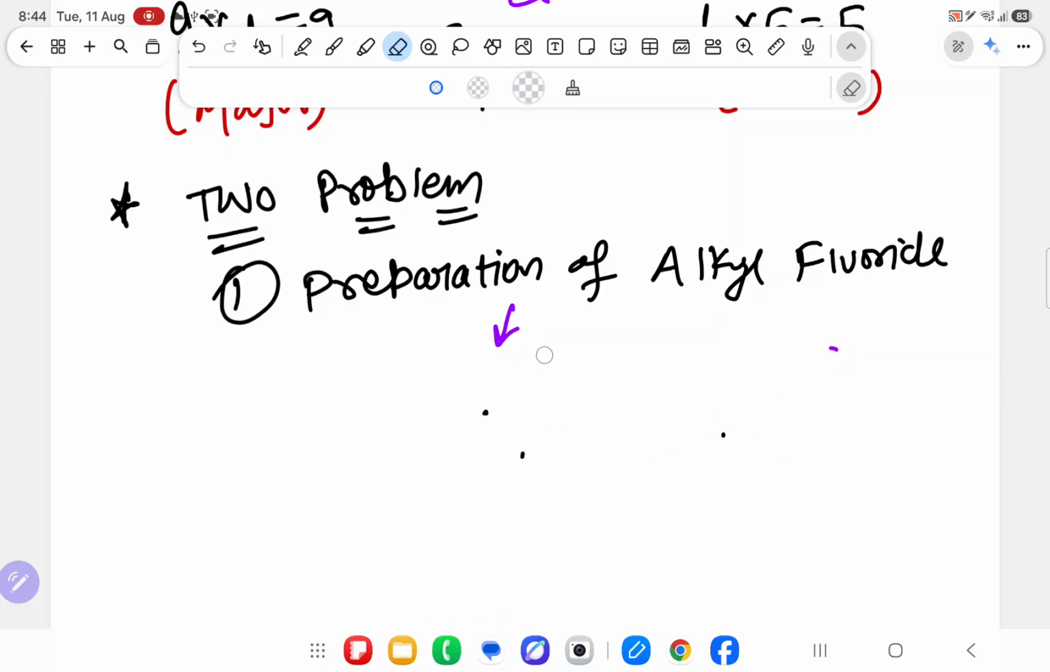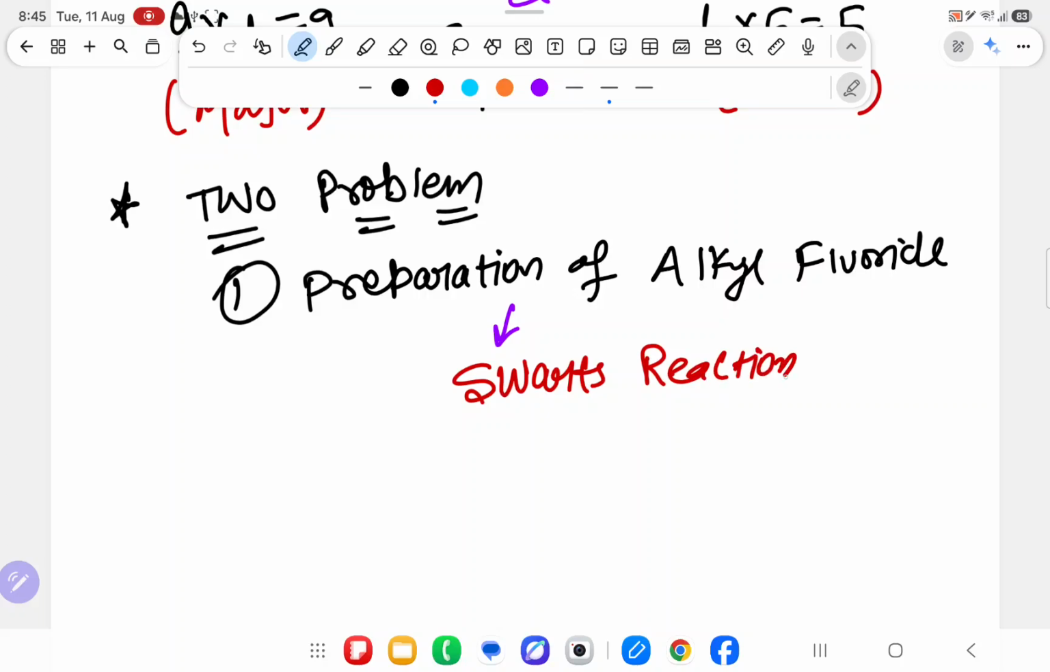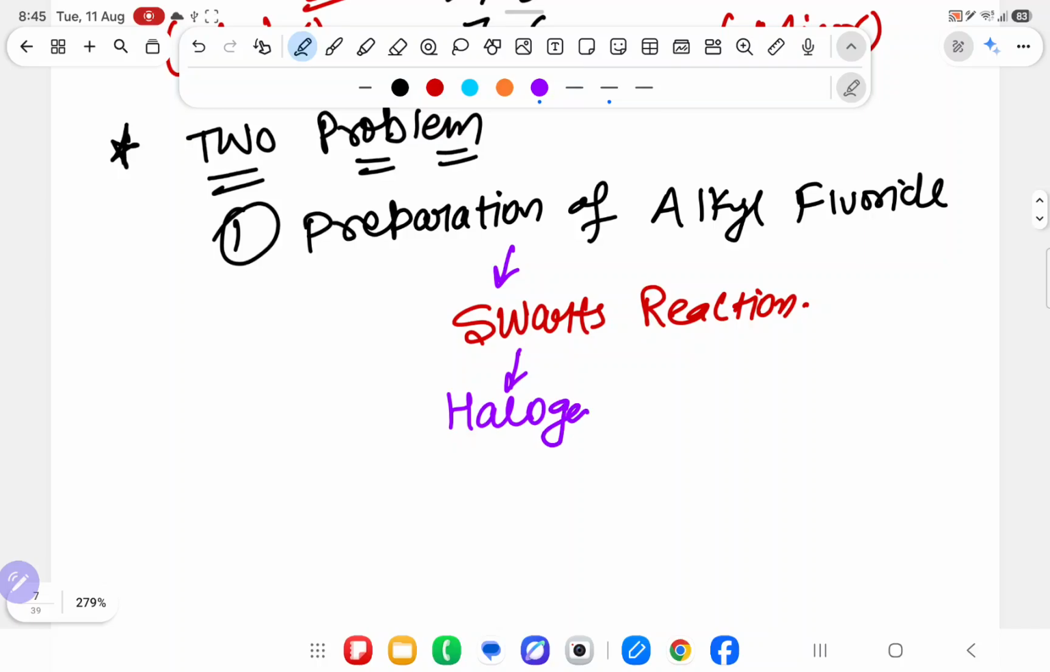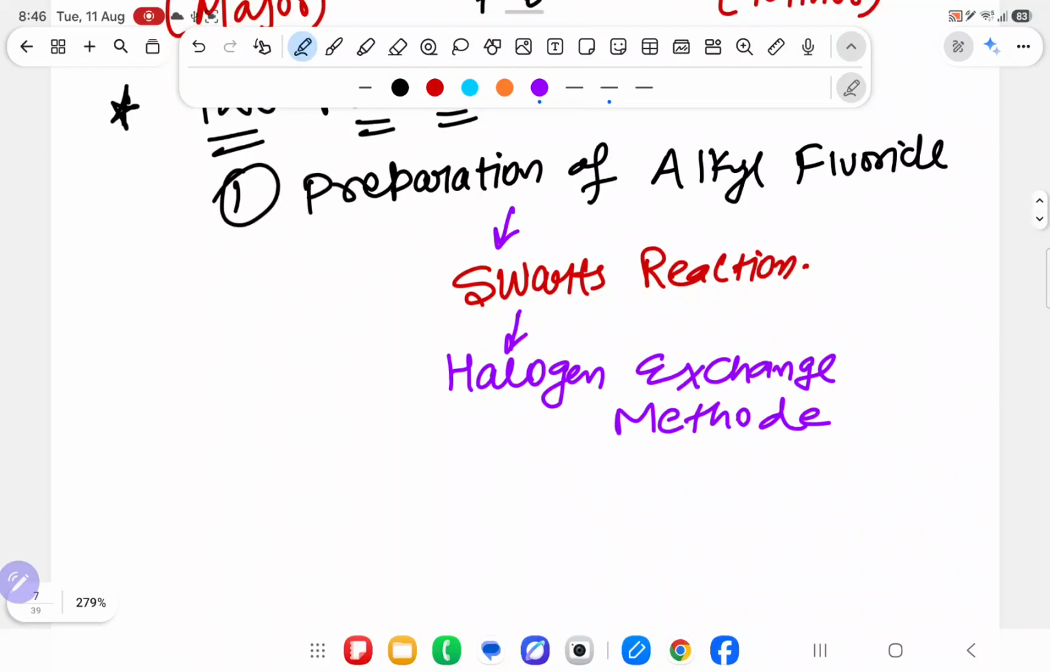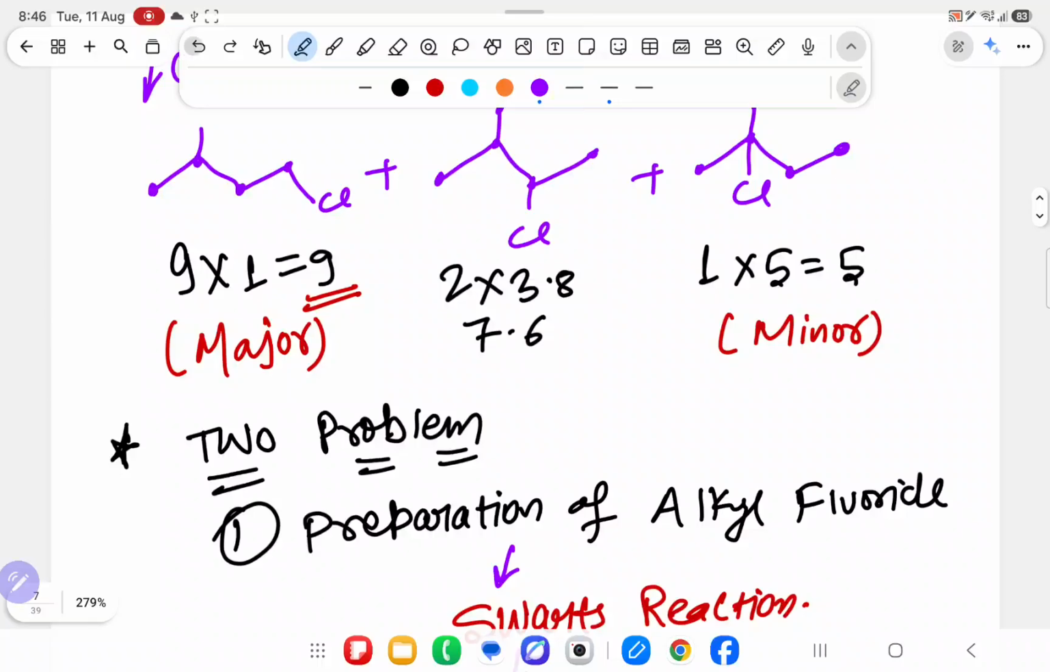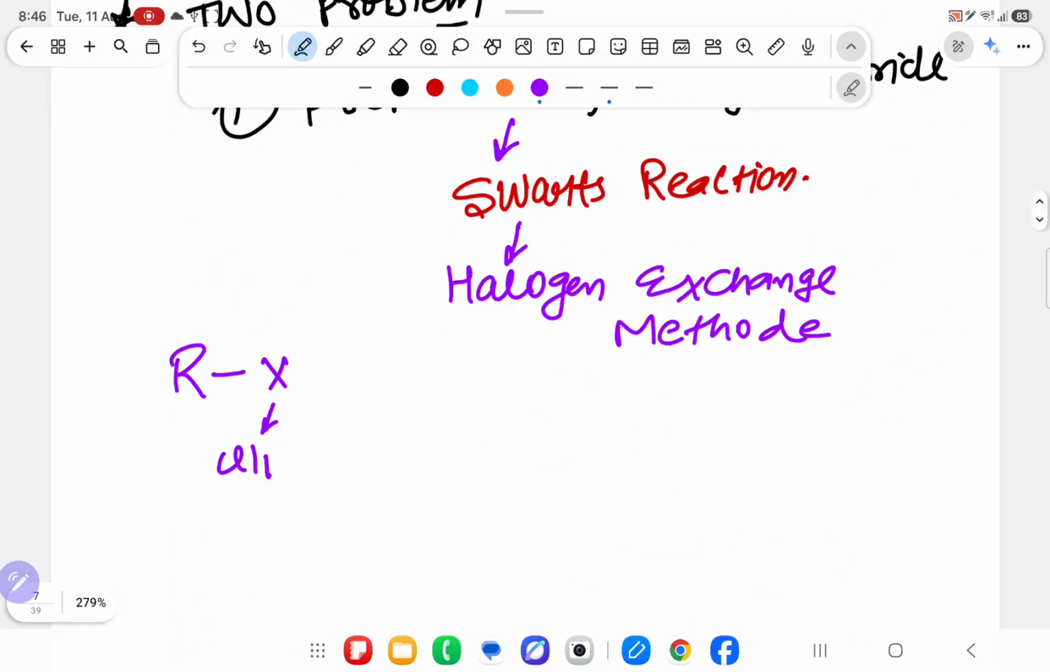Over here you are getting the problem in the case of producing alkyl fluoride, explosion coming, and this problem has been sorted out by the Swarts reaction. This method is also known as the halogen exchange method. The halogen exchange method says that first you will prepare either alkyl chloride or alkyl bromide by free radical mechanism. Once you prepare alkyl chloride or alkyl bromide, in place of that I will write directly RX. X will be either chlorine or bromine.